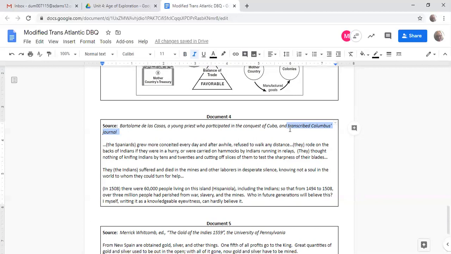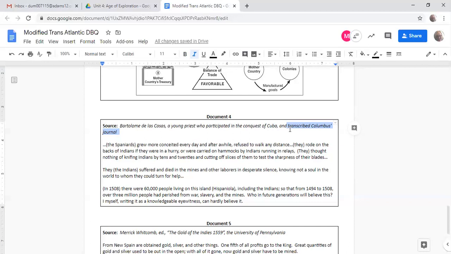You could also attack it from a purpose standpoint. You could say the reason De las Casas wrote this is because he was disgusted. You can see it in his language, disgusted by the Spanish treatment of Native Americans and absolutely appalled that millions of Native Americans were killed as a result of Spanish colonization. And so he is writing this because he wants this to stop. He is transcribing this because he wants the Spanish crown to get wind of it and stop these abuses. So you could attack document 4 in a variety of different ways.